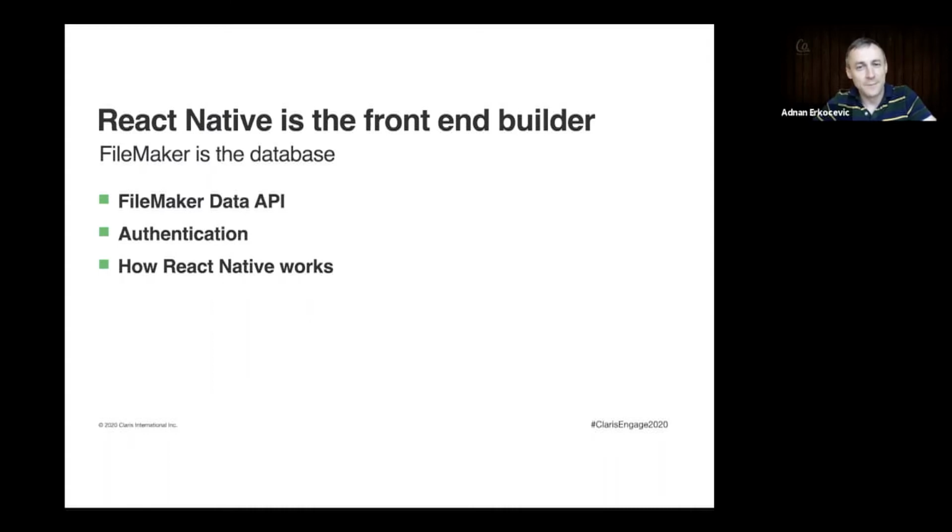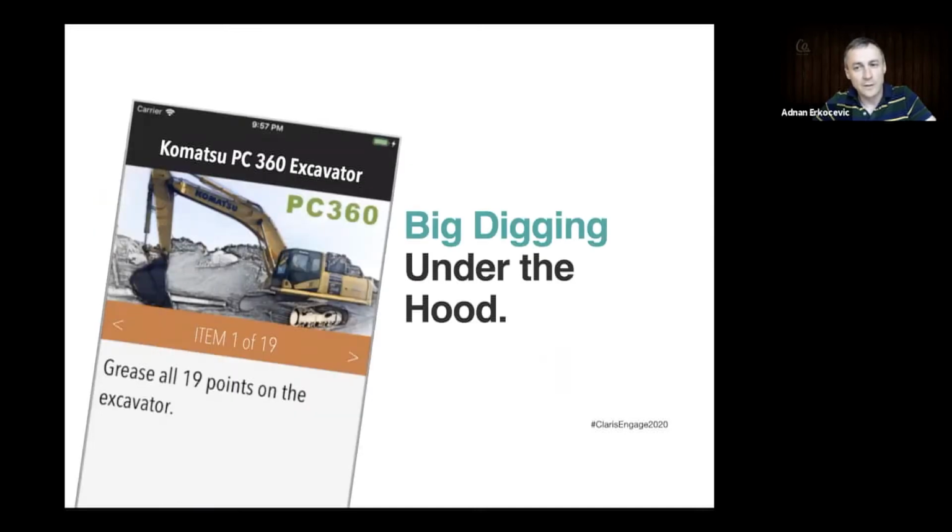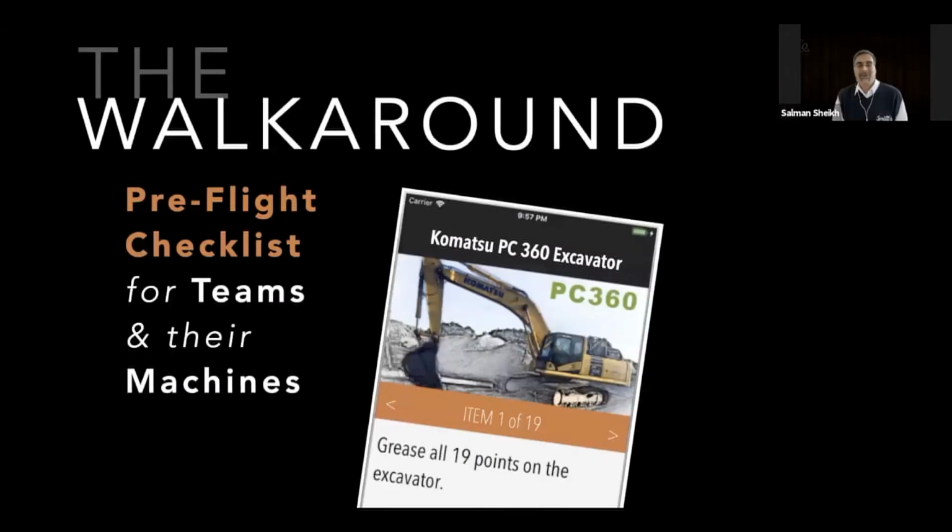React Native is the front-end builder that we used to create a walk-around checklist app, and I'm going to talk about the data API and the FileMaker, how we connect that, authentication, and how everything works together. So we are going to deep dive under the hood, or deep dig under the hood, as our friends at our client would say. We showed you the walk-around checklist in my session, and I invite you to take a look at the demo in that session. Otto will do a brief demo here as one of his session chapters.